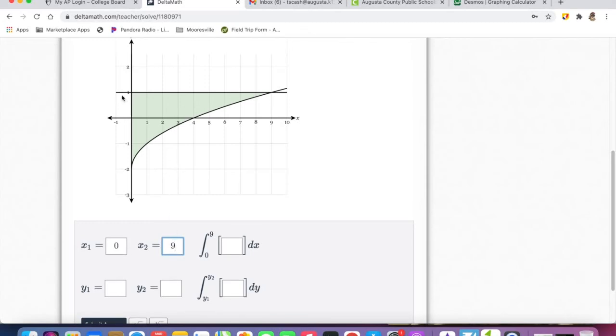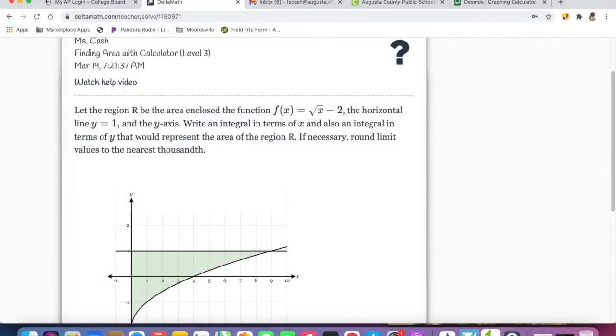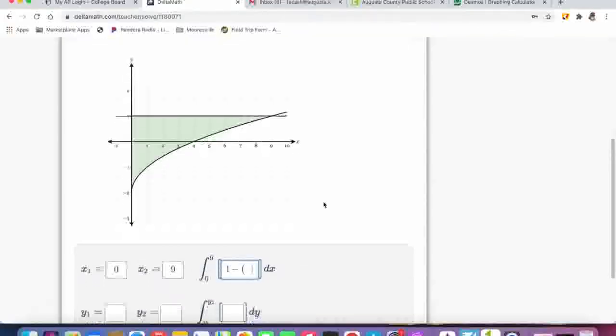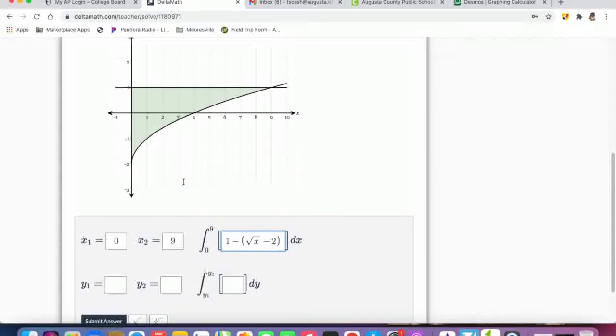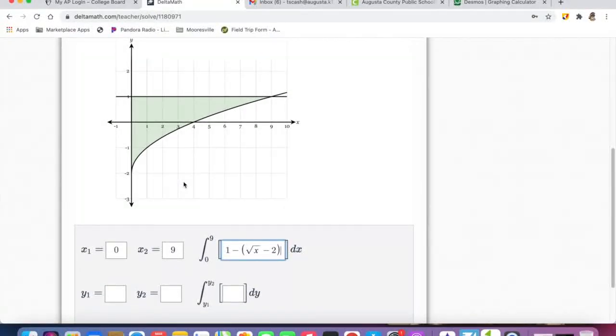And our top function would be 1 minus this bottom function. So in here I would have a 1 minus, and the bottom function was the square root of x minus 2. So I'm going to put the square root of x minus 2. And you have to be real careful, make sure you're not putting the minus 2 underneath the radical. Okay, so there's my first one. That's a straightforward in terms of x problem.